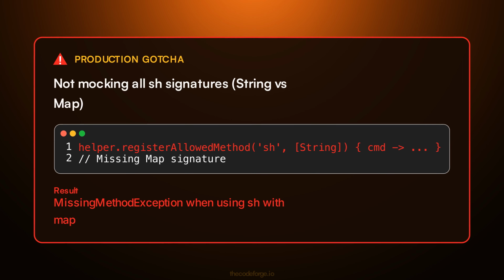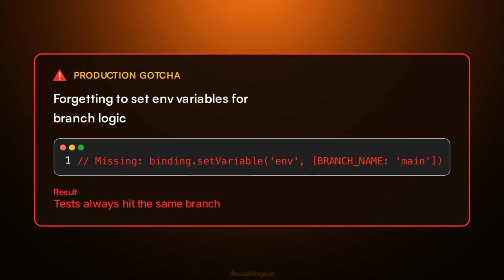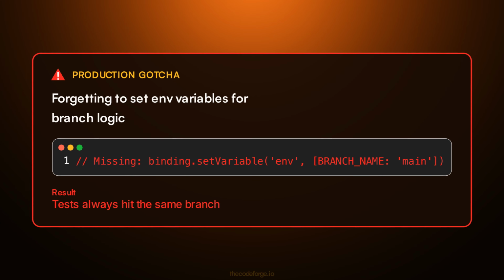If your pipeline calls sh with a map argument, you must register both string and map signatures. Otherwise, you'll get a missing method exception at runtime. If you don't set env.BRANCH_NAME, your tests will always execute the same branch logic. Set it explicitly in the test binding to test different scenarios.